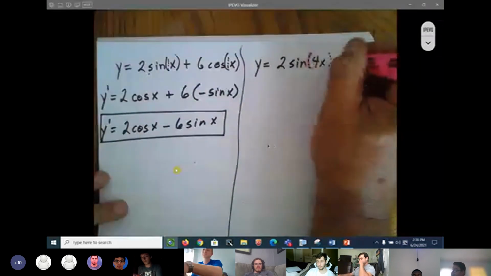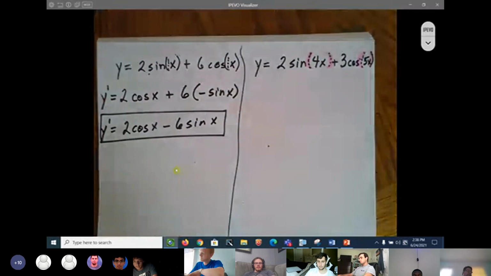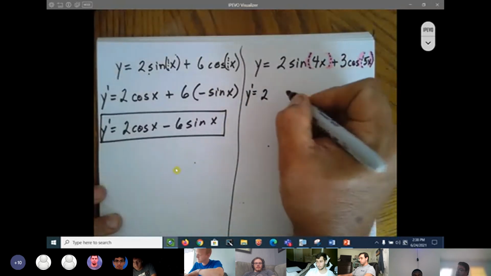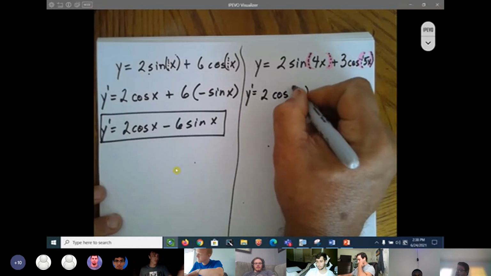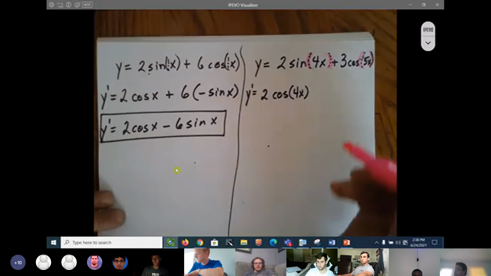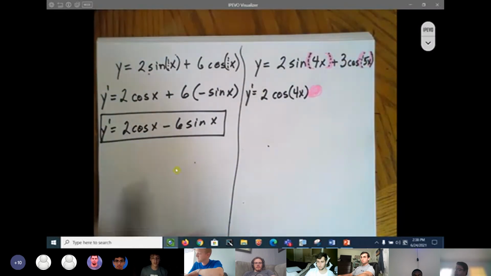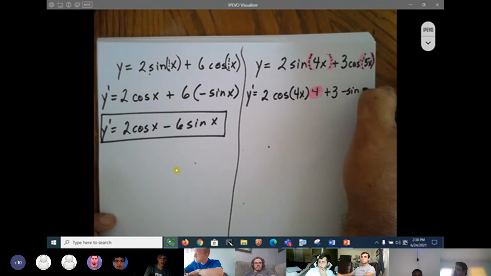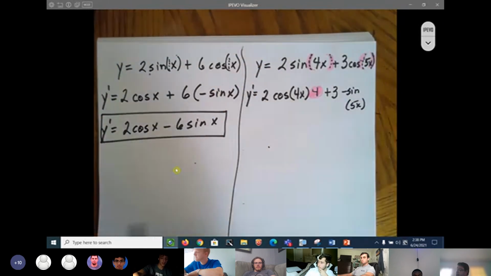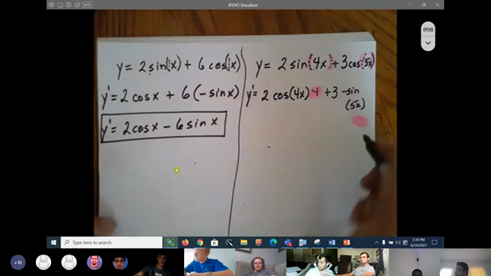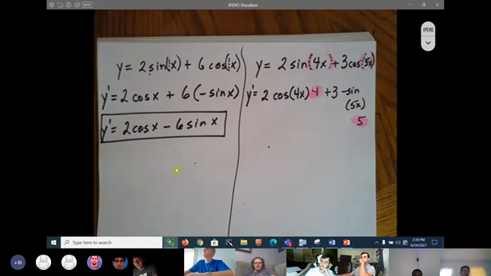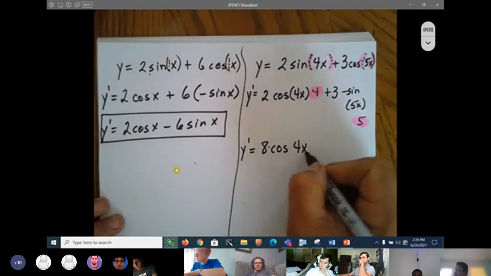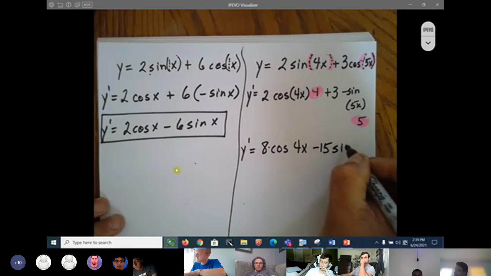Because you got to remember to take the derivative of what's inside. So y prime is equal to 2 times cosine of 4x times what? Times 4. Plus 3 times the negative sine of 5x times 5. So y prime is equal to 8 cosine of 4x minus 15 sine of 5x.